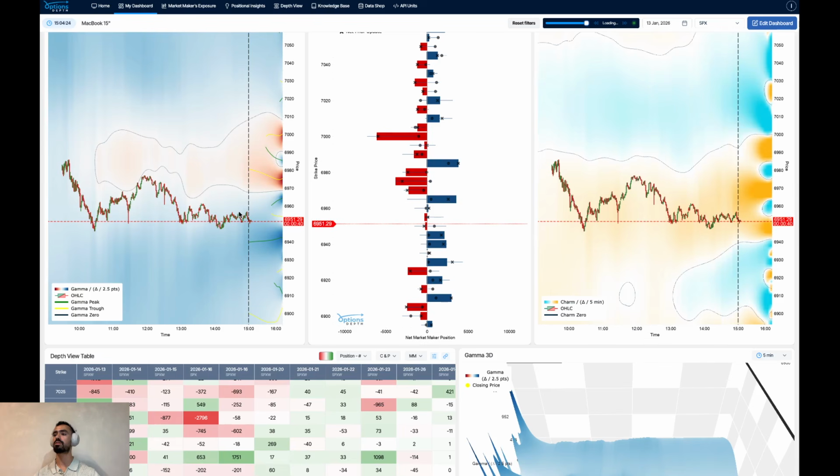Price might go through into the supportive environment and have some form of uptrend, or reject and remain inside a suppressive environment. I don't look for longs inside the suppressive charm environment near the flip. All right, I'm not going to be looking for longs here. I might be looking for longs there.